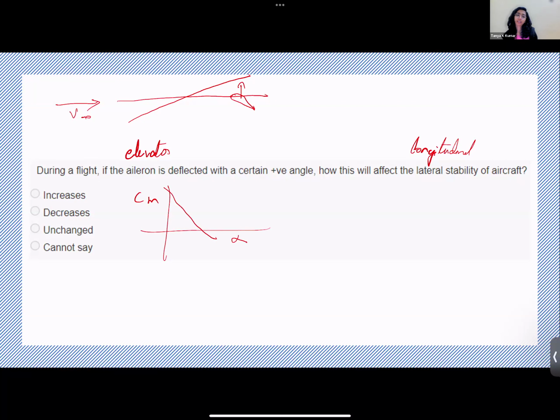So when I deflect the elevator, how is this tendency affected? I deflect the elevator, the aircraft pitches down. How is the tendency to return to equilibrium position affected? What is the effect of the elevator on this CM alpha? CM alpha slope should be negative. Now if I deflect the elevator, how does the CM alpha curve change? Does it become more negative, less negative? And why does it become whatever?